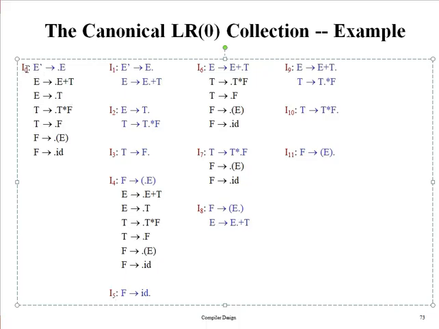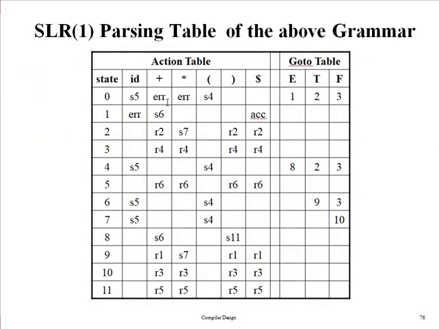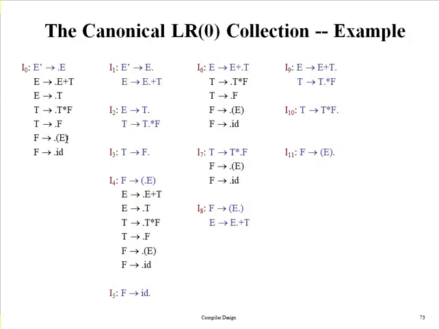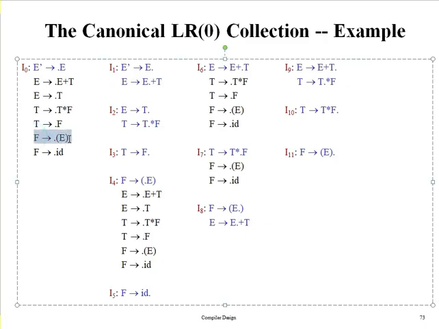So on row 0 we fill S5, and 5 indicates the state that we generated from I0 by shifting the dot after id. And S4 is filled because we have an opening bracket after the dot in I0. This one is the one used for adding S4.